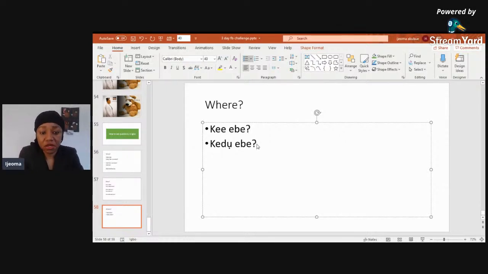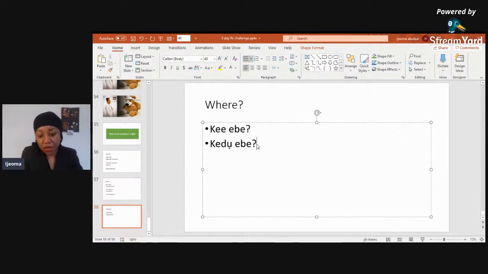So let's break it down. Ke means what. Ebe means place. So this is like saying what place, which in English is where. So if you say, what place are you going? The correct way to actually ask that question is, where are you going? Okay, so this is how to ask where.